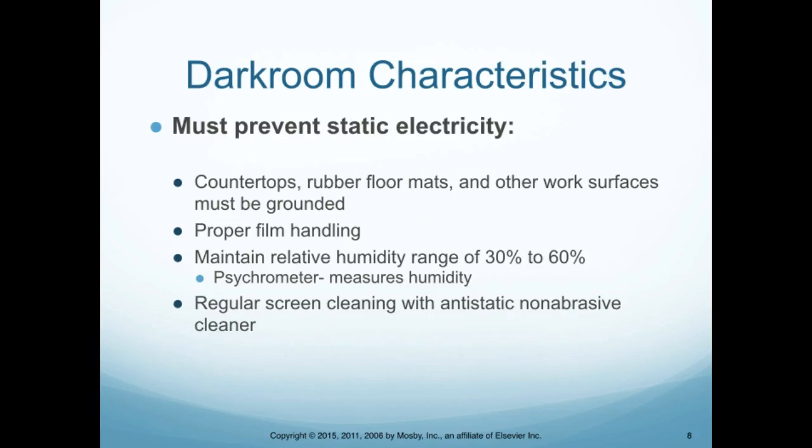So we must prevent the static electricity. Like I mentioned, you can get that lightning bolt appearance that goes through the film. So countertops, rubber floor mats, and other work surfaces must be grounded, which they are. Proper film handling: you don't want to rub it against your wool sweater or anything like that. Maintain a relative humidity range of 30 to 60%. Most of the time that is out of our control, but we need to know that.